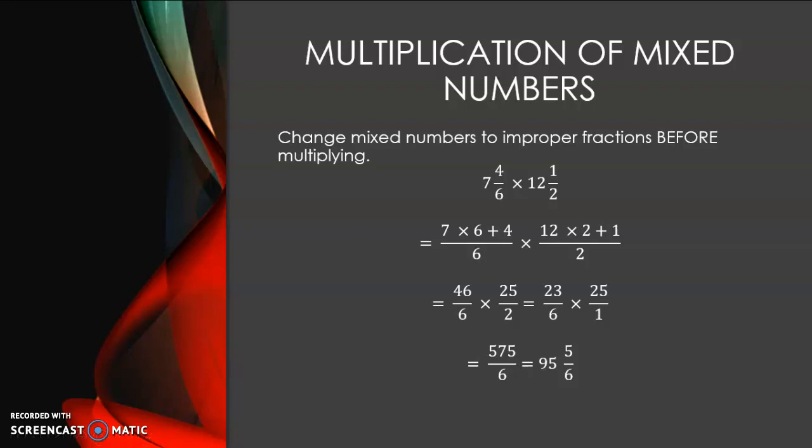But remember, we started out with mixed numbers, so we must end with mixed numbers. Then I divide 575 by 6, which will give me 95 and 5 sixths. So that is my final answer.